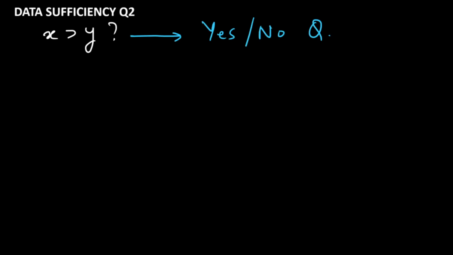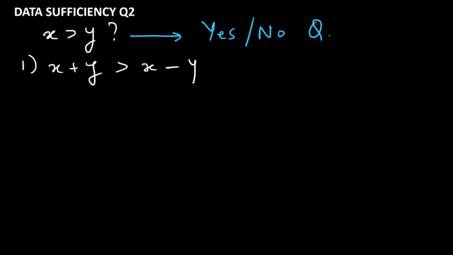Let's get started. In this question, we have to find out whether x is greater than y or not. Remember, this is a yes or no type data sufficiency question and the given data at any point would be sufficient if we can definitely say yes or definitely say no. Alright, now the first statement says that x plus y is greater than x minus y. Now is this sufficient? Let's check.